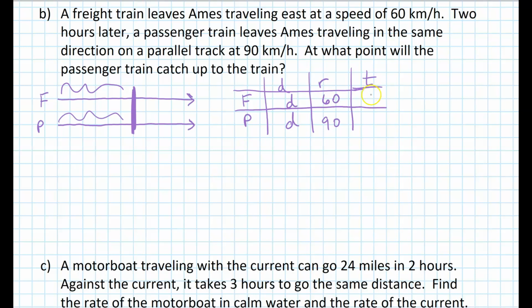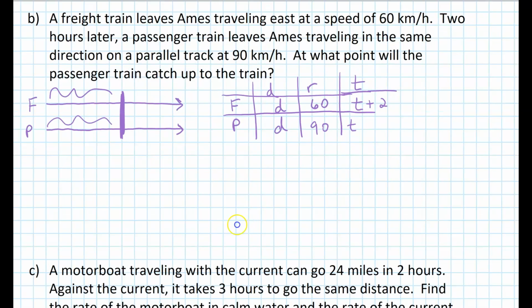Okay, let's try that and let's think about this. If I do T here and T plus 2, what does this mean? The freight train is traveling. The freight train travels for 2 hours longer. Now, could we also do T for the freight train and T minus 2 for the passenger train? Yes. Both of those will work. Why would the freight train travel longer? Because it left earlier. But it's going slower.